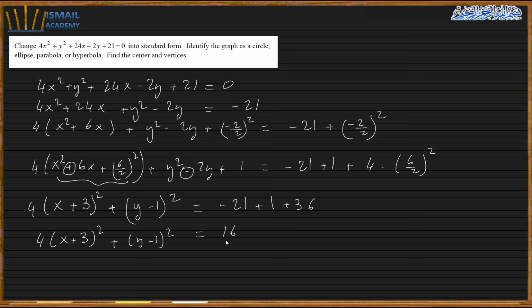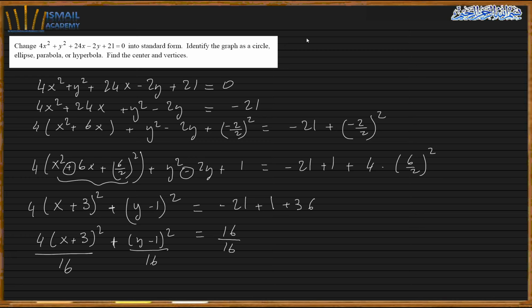So here I divide the whole thing by 16 because I have a coefficient here. If I have no coefficient here, that means I will end up having a circle. But if I have a coefficient here or here, we divide by the term after the equal sign. So in that case, we'll end up having an ellipse or hyperbola based on the sign of the middle. So if I have minus here, it's going to be hyperbola. But if it's positive, it will be an ellipse.